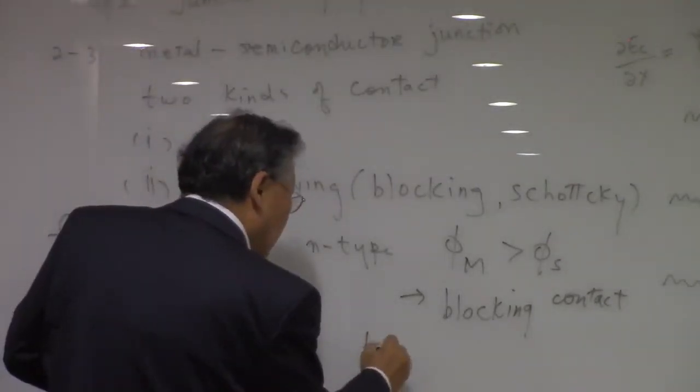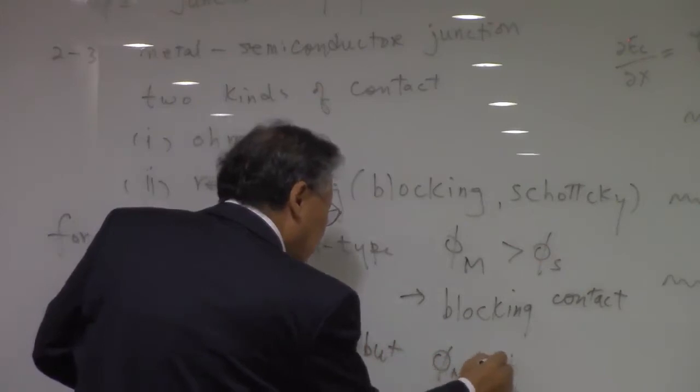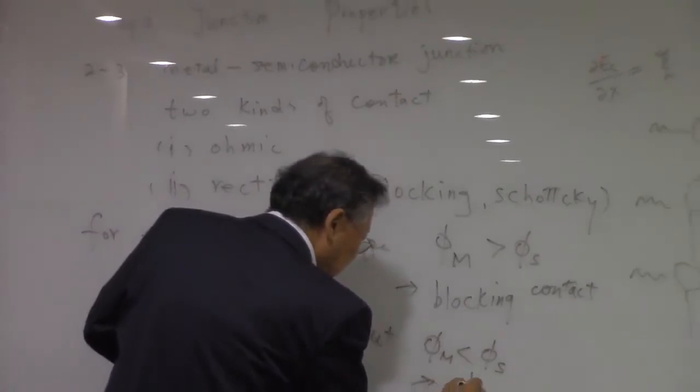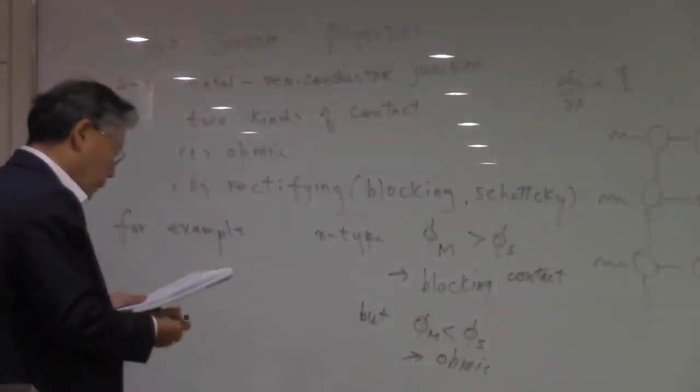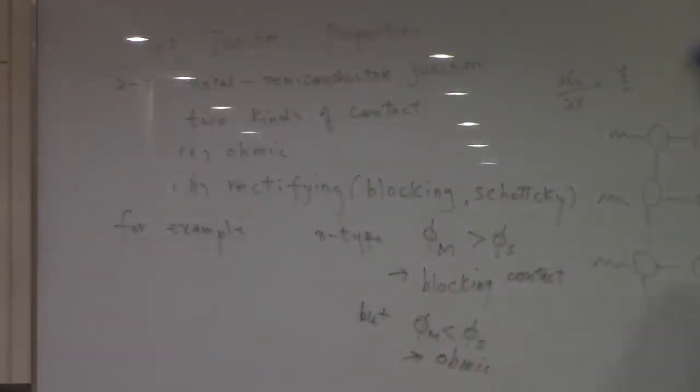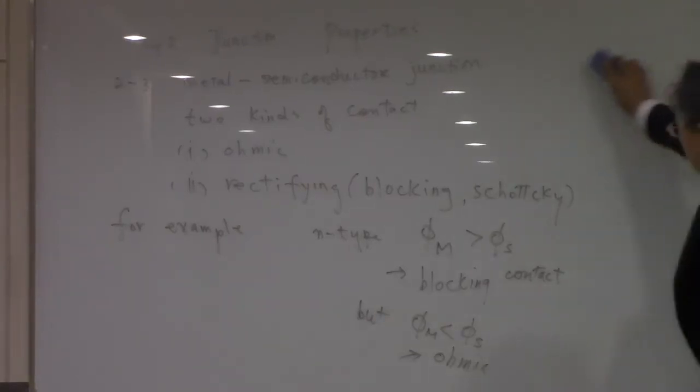But if the metal work function is less than the semiconductor work function, then it's ohmic. And the reason is that in the metal there are a lot of electrons all the time compared to the semiconductors. So if you make junctions between metal and semiconductor, always the electron is supposed to flow from metal to the semiconductor.